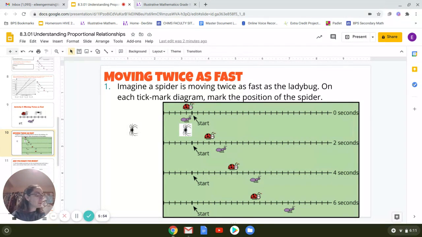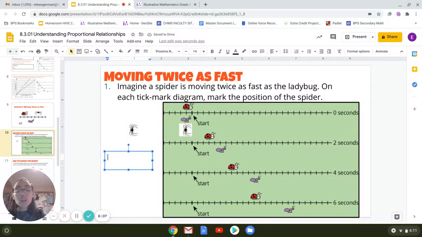So we remember how fast the ladybug went. I'm just going to write that on here for myself so I can remember how fast this ladybug goes. So the ladybug moves at 2 centimeters per second. Okay?